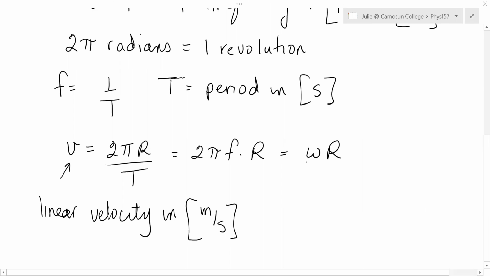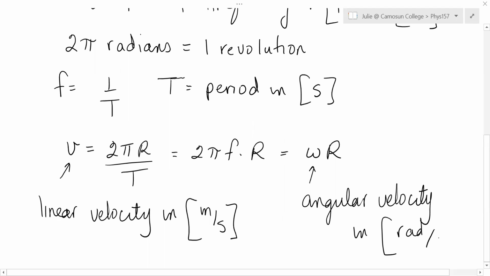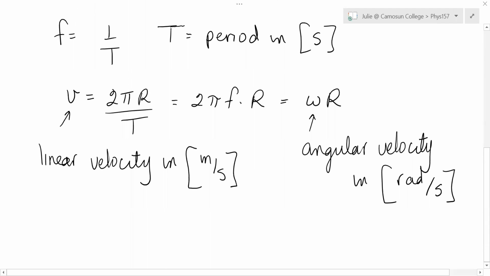And then sometimes this is a little bit confusing, but sometimes this is called angular velocity if it's written like this, but it is also an angular frequency. It is the same number. So sometimes this is also called an angular velocity, but it's still in rads per second, so it doesn't matter what you call it there. Where r then is the radius of the circle in meters.